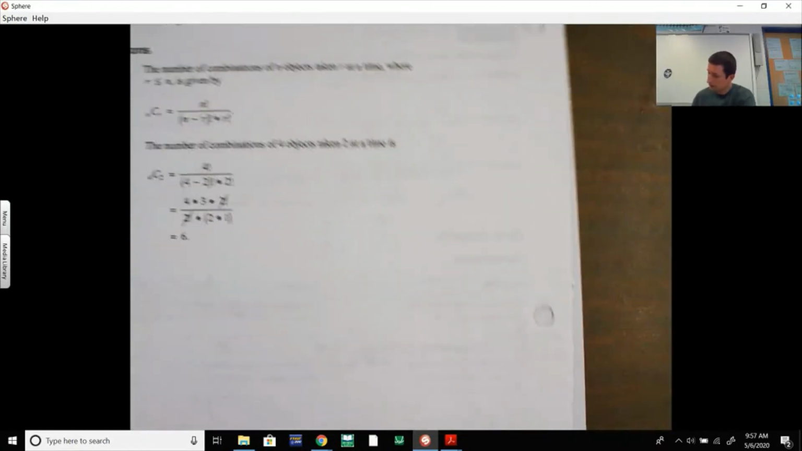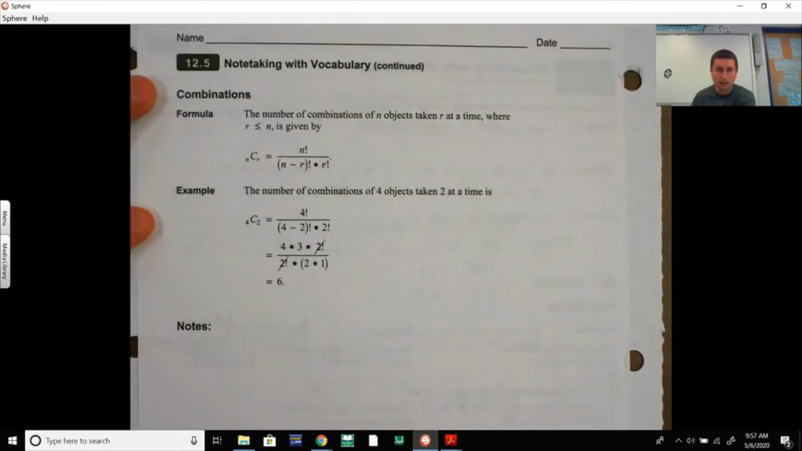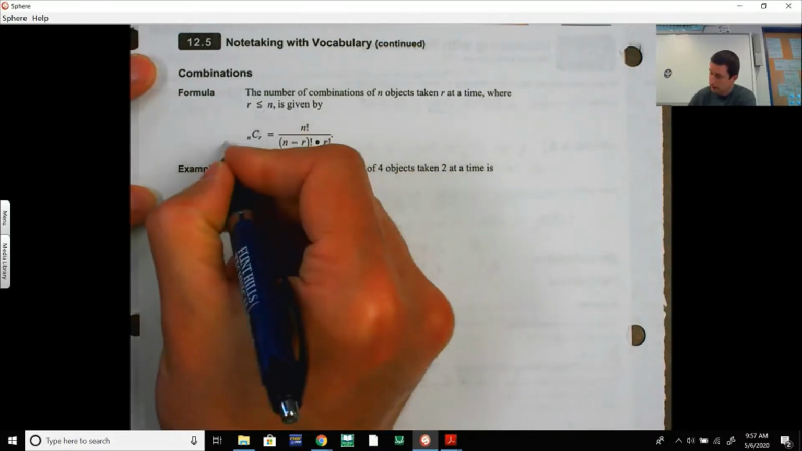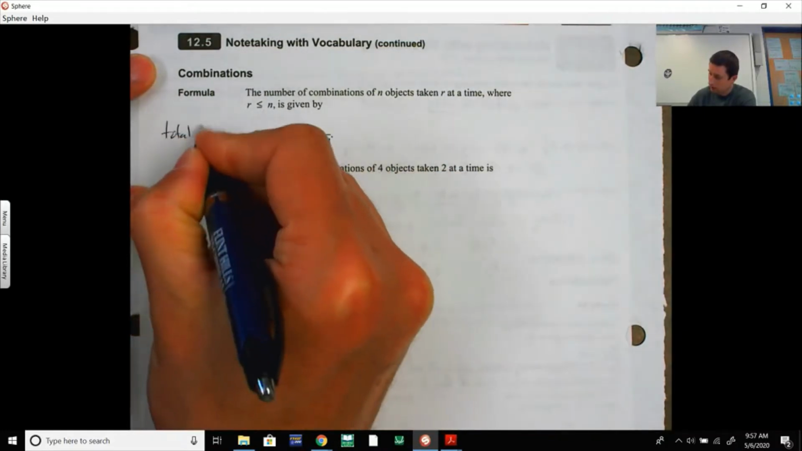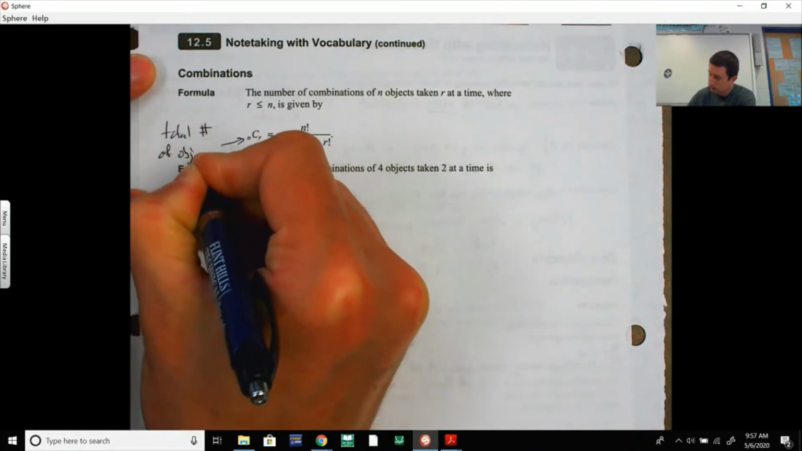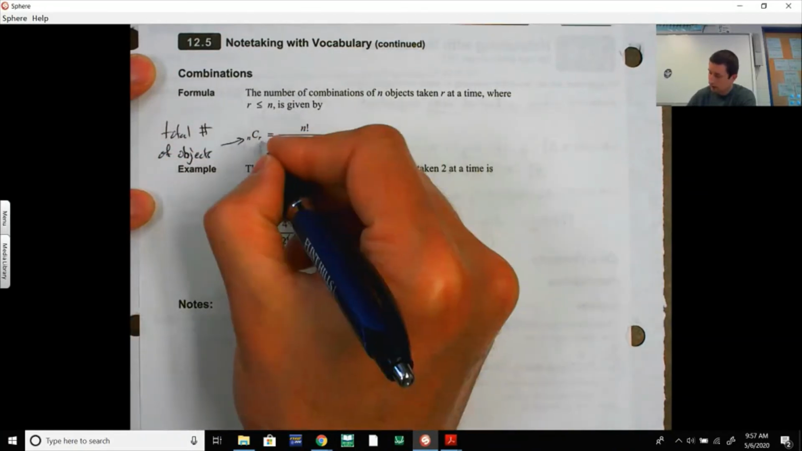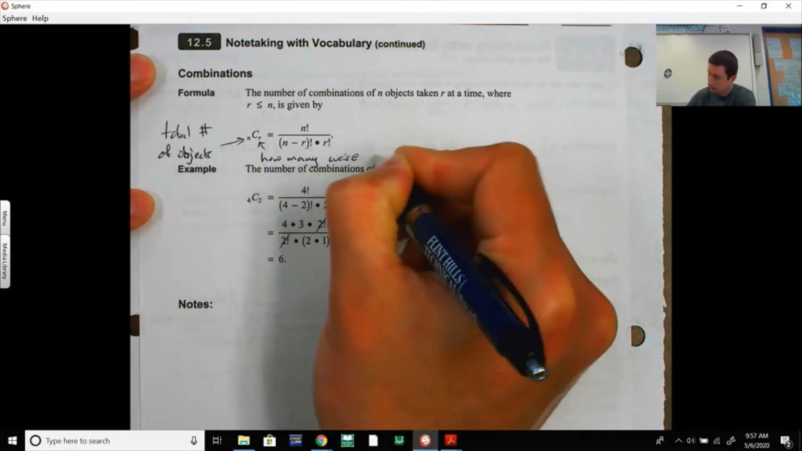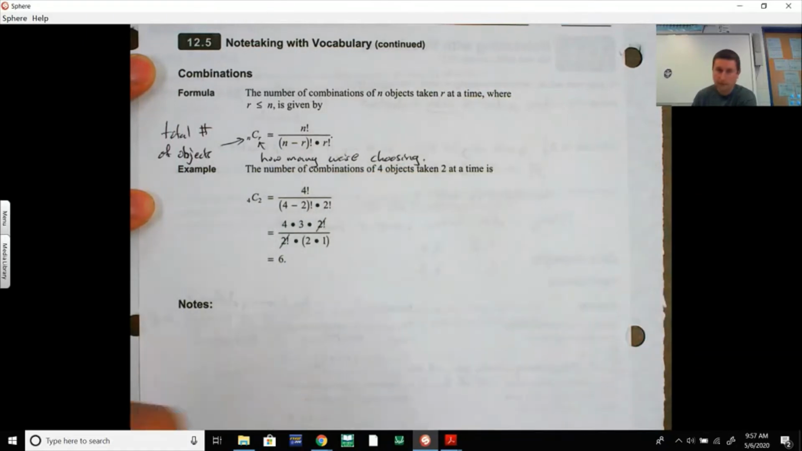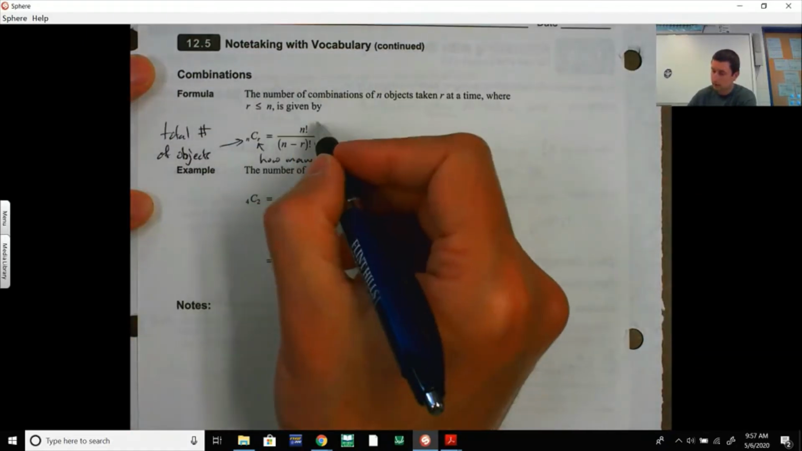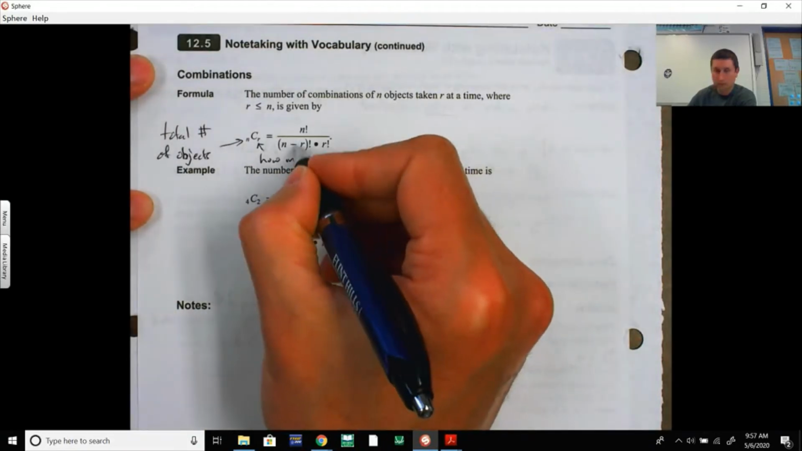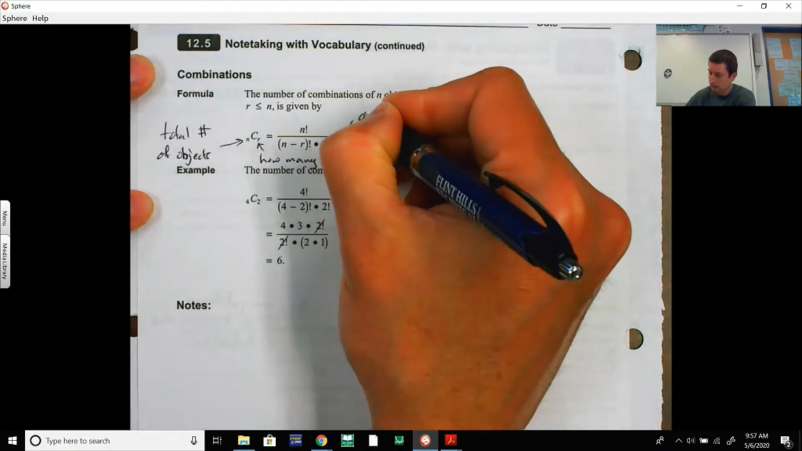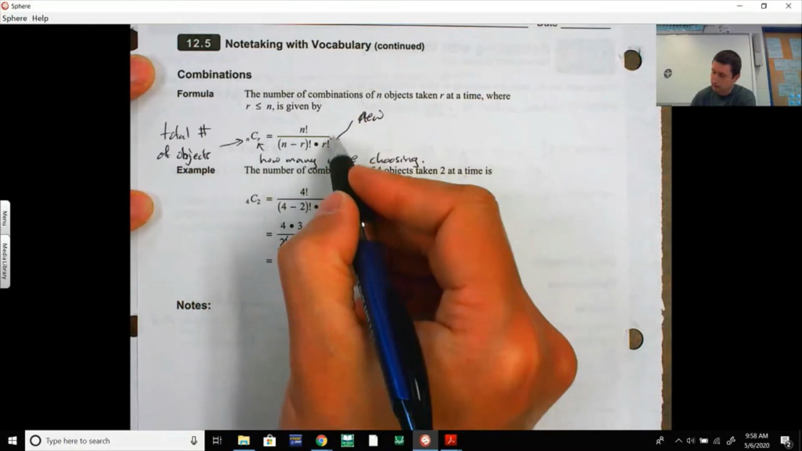So this definition gets a little bit longer, and our formula gets a little bit longer. It's the number of combinations of n objects taken r at a time. Again, n is the total number of objects, taken r at a time, where r is how many we're choosing. So it's n factorial over n minus r factorial times r factorial. That's the same as the permutations divided by r factorial. This is new from the last formula we had.